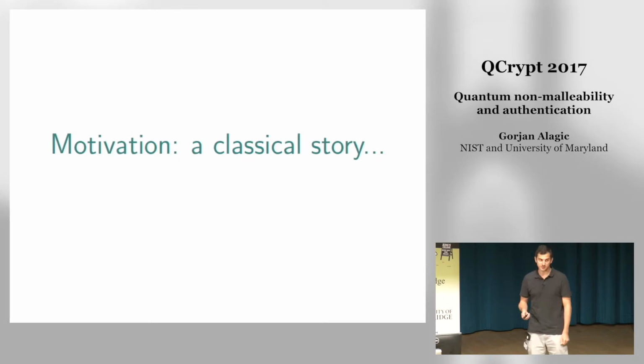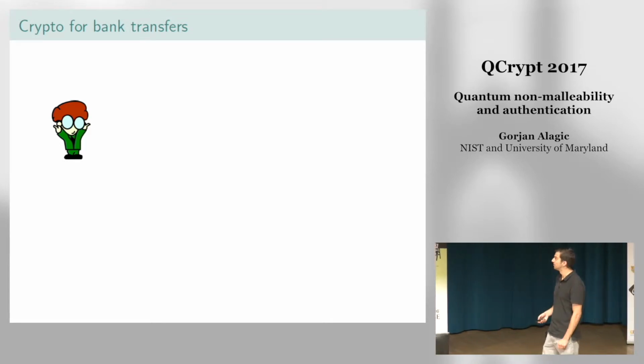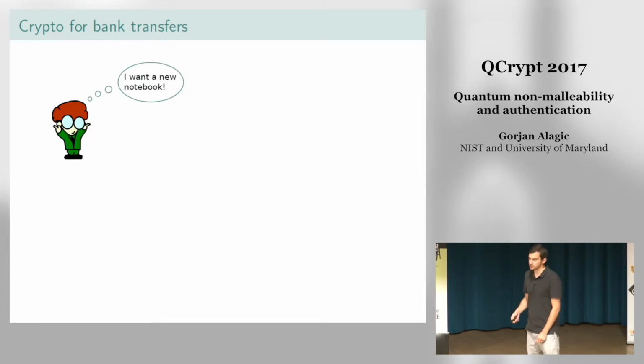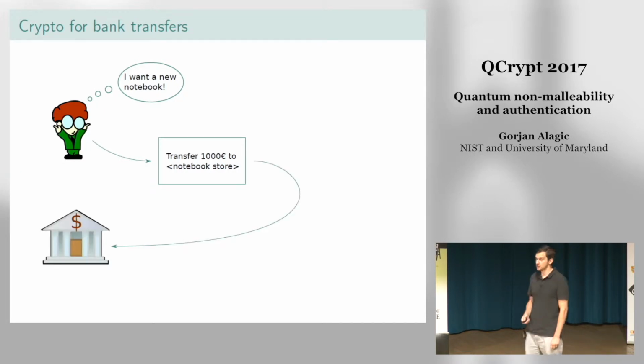But before I get to the quantum part, let me motivate this with a brief classical cartoon involving cryptography for bank transfers, in a very simple idea. So suppose you want to buy a new laptop, and something you might do in the process is send some money to the store that sells it, perhaps by sending to the bank the instruction to transfer 1,000 euros to the notebook store.